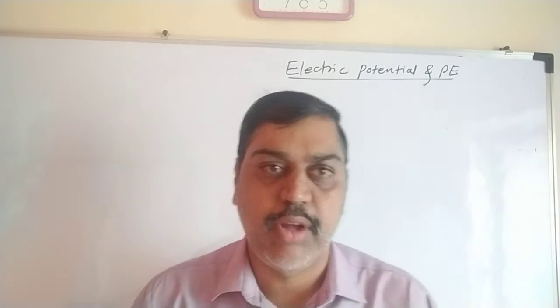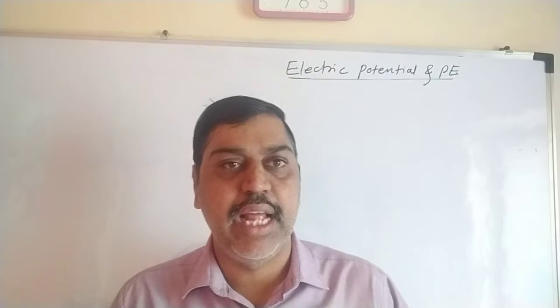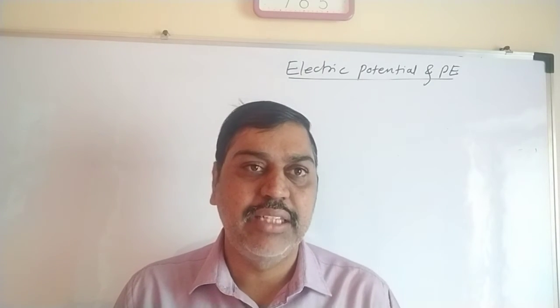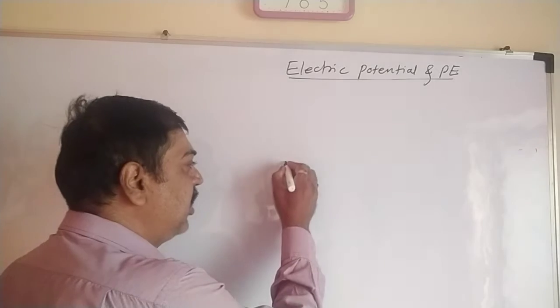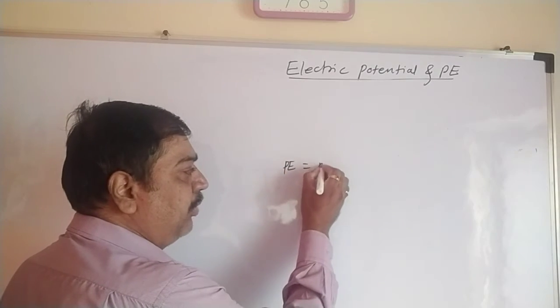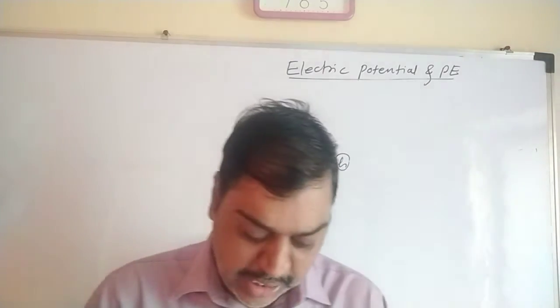Hello everyone, let's go to the next topic about the syllabus. That is nothing but electric potential and potential energy. If you remember, the potential energy changes with the height. We have learned the potential energy PE equals mgh. Here h is height. As height increases, potential energy increases.